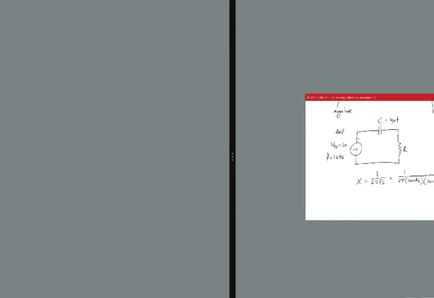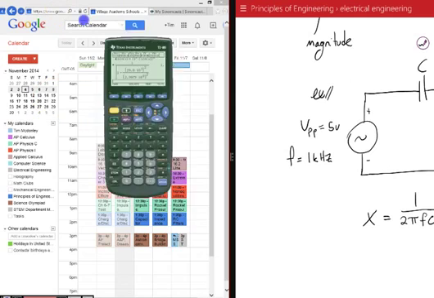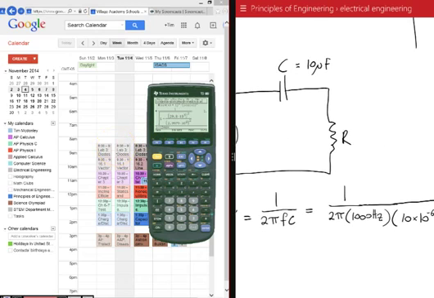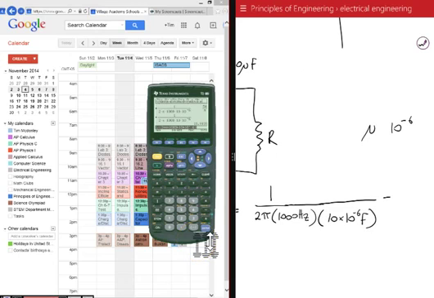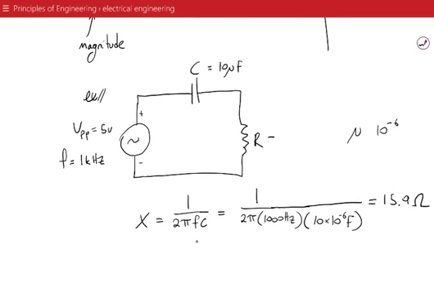So we're going to type that into the calculator. We're going to want to make sure that we're really careful with parentheses while we're doing this. So I'm going to have 1 divided by the quantity 2 times pi times the frequency, which was 1000, times 10 times 10 to the negative 6th. And that's going to give me 50 over pi as my exact answer. We can just round it, and that's going to be about 15.9. And the units are still ohms. So that's my reactance. Let's say the resistor is 30 ohms.